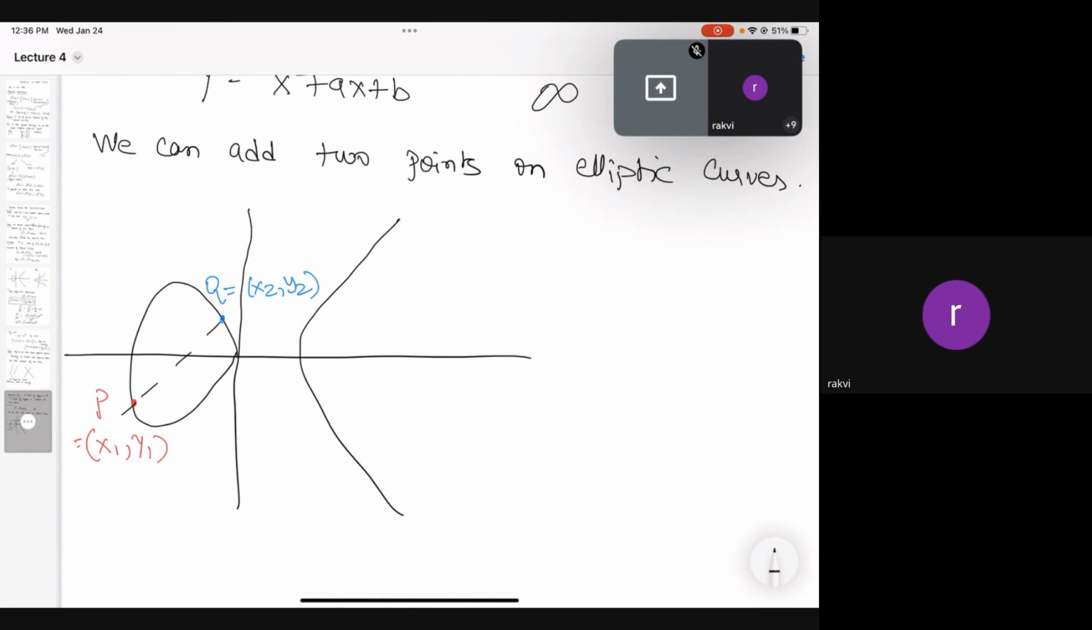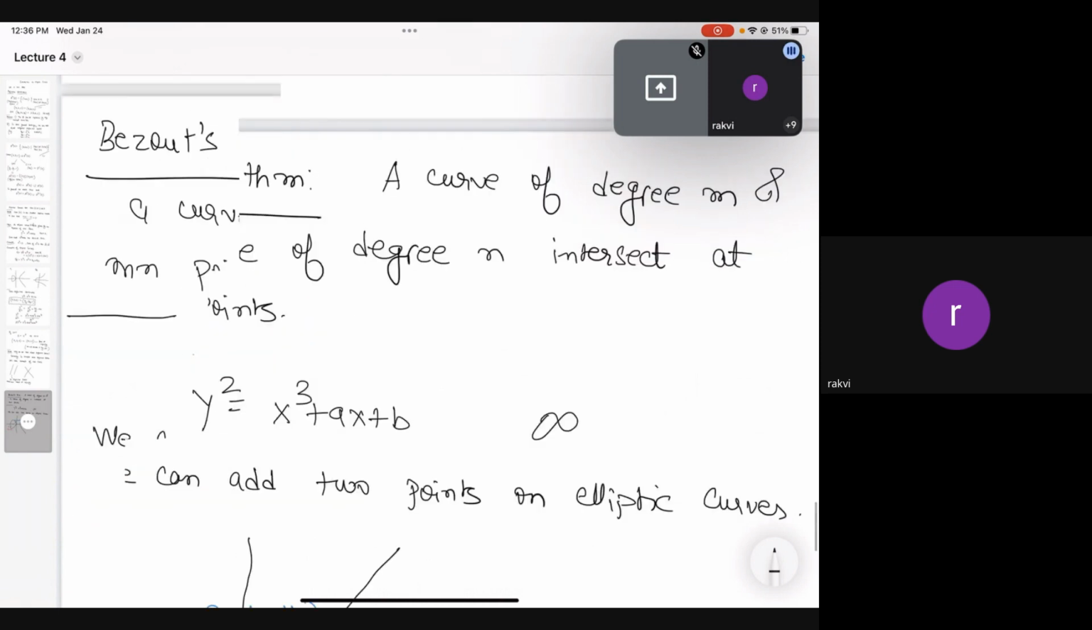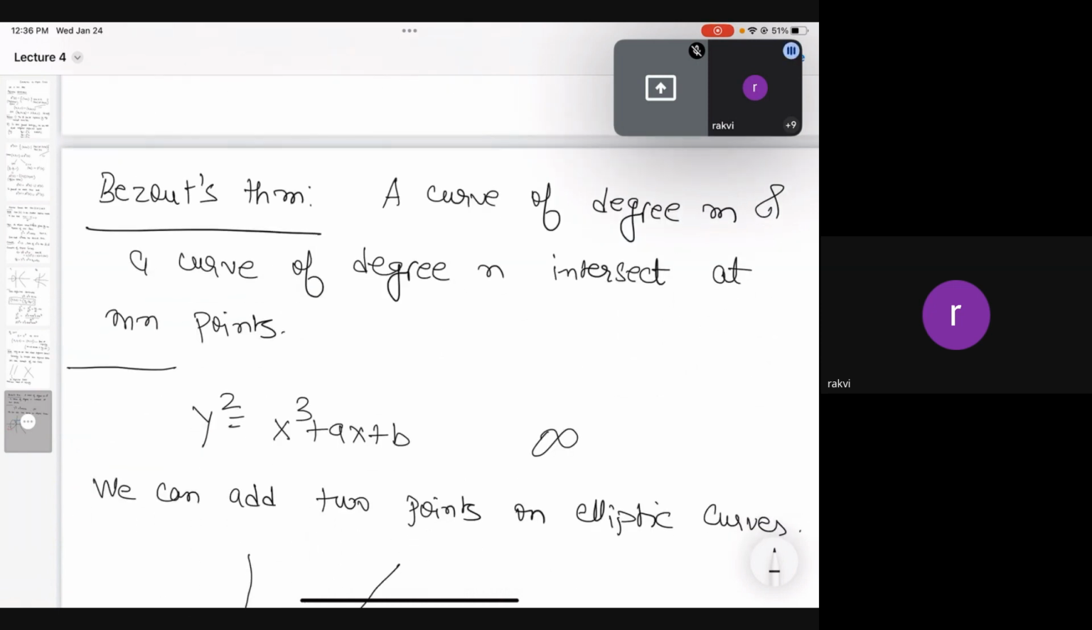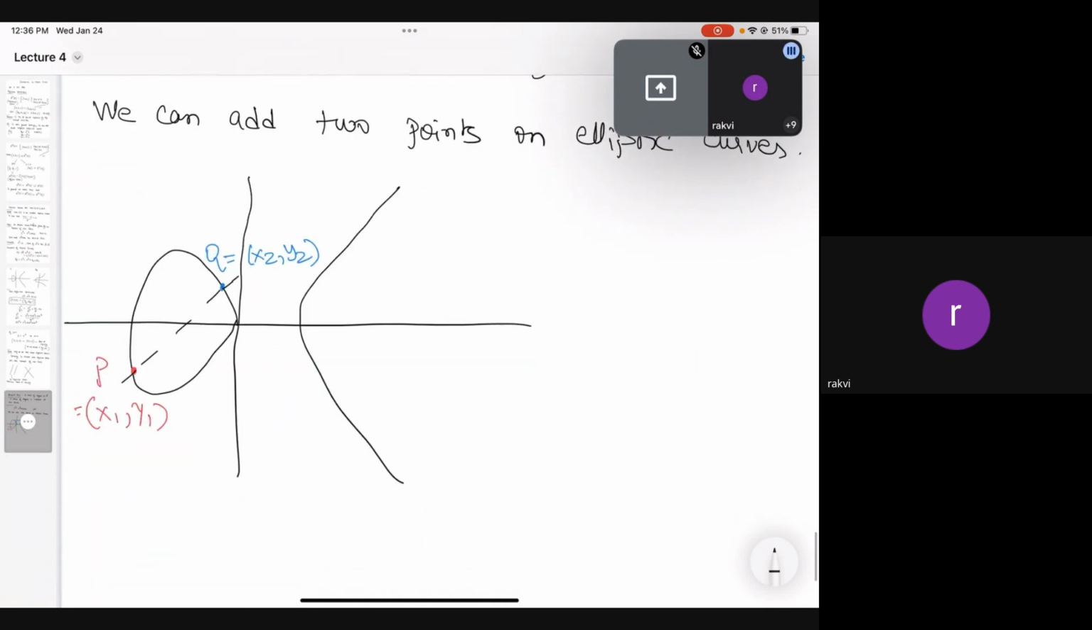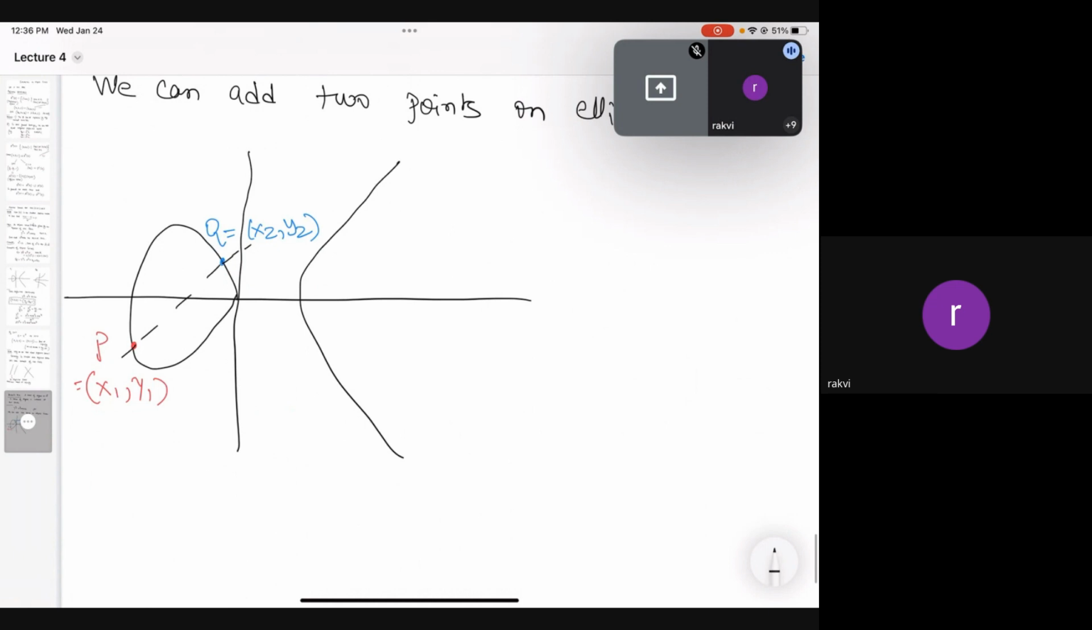Now a line, as we just saw, is a curve of degree 1. And my elliptic curve is really given by the cubic equation, so it's a curve of degree 3. And Bezout's theorem tells me that they must intersect at 3 points, right? I already have two. So there must be a third point where it intersects my curve. So I'll take that third point of intersection and I'll call that R. The coordinates are something, x3, y3, let's say.